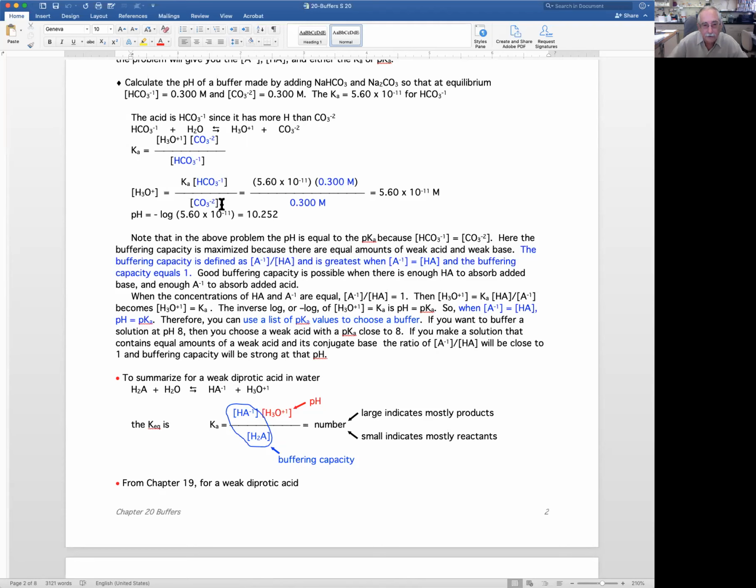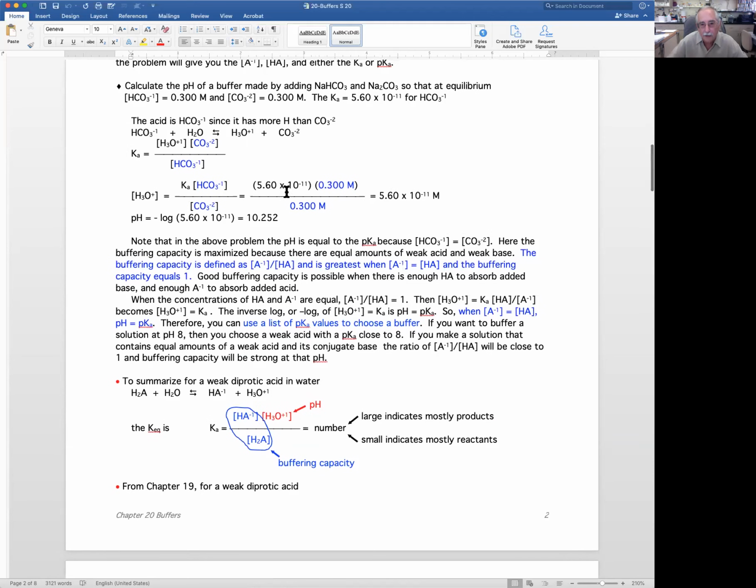So I did that right here. And now it's just a matter of plugging everything in and crunching the numbers. So here's the Ka, here's 2 concentrations. I crunch the numbers, I get this. This is the concentration of the hydronium ion. And to get the pH, all I do is take the negative log of that value. So I get a pH of 10.252.